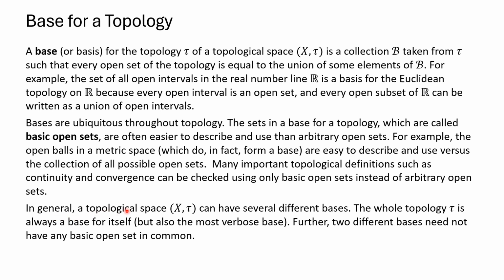In general, a topological space can have several different bases, so they're not unique. The whole topology tau is always a base for itself, but obviously it's typically the most verbose choice. Further, two different bases need not have any basic open sets in common.